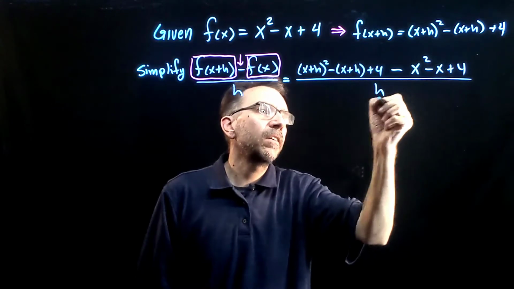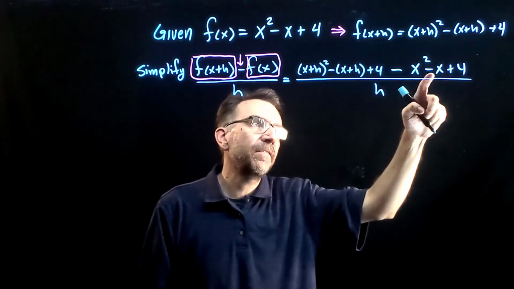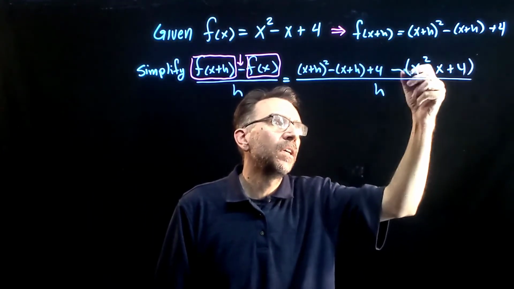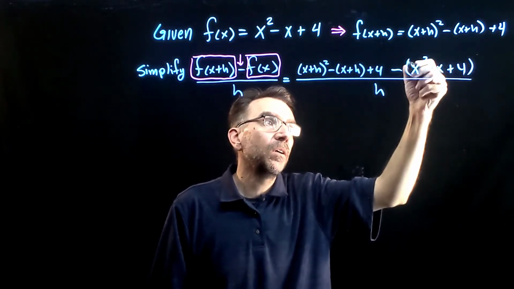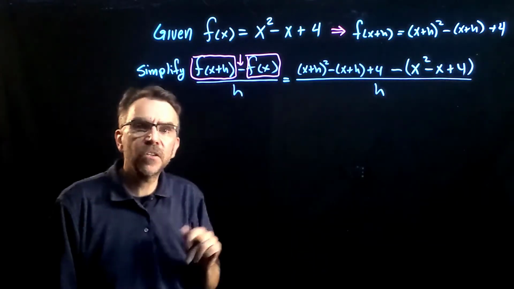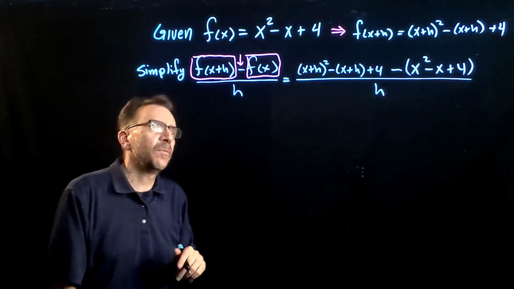Now we want to be a little careful, that's all over h. When we subtract that f of x, we're subtracting the whole function, meaning we are going to have to distribute this negative 1. So I'm going to put that in parentheses, just to remind myself, that's a good habit, that I will have to distribute.